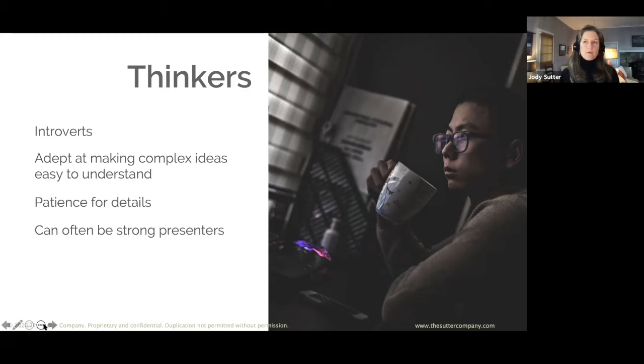The key with thinkers is they need to have a sense of purpose. They need to understand why they're in the room. They need to understand why they're sending that email, as opposed to some of the other profiles who are just simply comfortable being in the environment where they're most comfortable. You know, I used to work with a thinker when I was running business development for Havas Media many years ago.